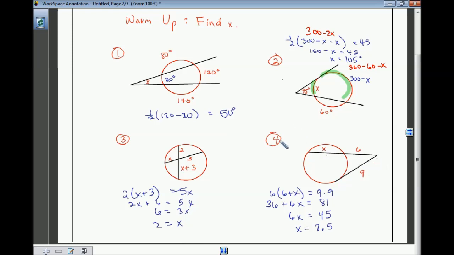So number 4, this is segments formed by a secant and a tangent. And when we have it on the outside, we think the outside part times the whole is equal to the outside times the whole. All right. So in this case, we do the outside part, which is 6, times the whole part, 6 plus x, is equal to the outside part, 9, times the whole part, 9. So this ends up being 9 squared, which is 81. And when we distribute, this is 36 plus 6x, subtract 36, divide by 6, and we get x is 7.5.